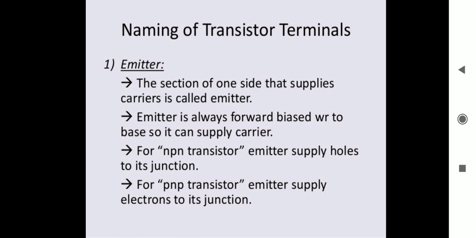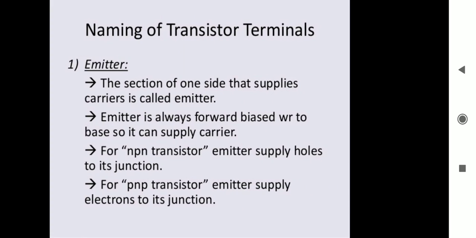The role of the emitter is the section on one side that supplies carriers. So this is called the emitter. Emitter is always forward biased to base so it can supply carriers. For NPN transistor, emitter supplies electrons to its junction. For PNP transistor, emitter supplies holes to its junction.